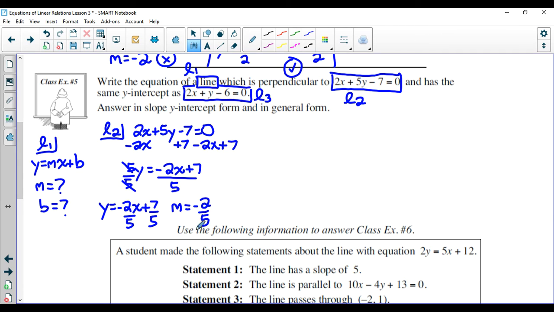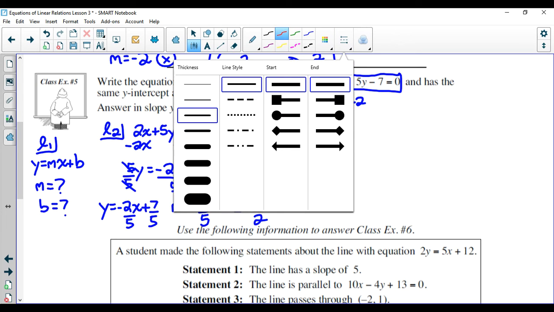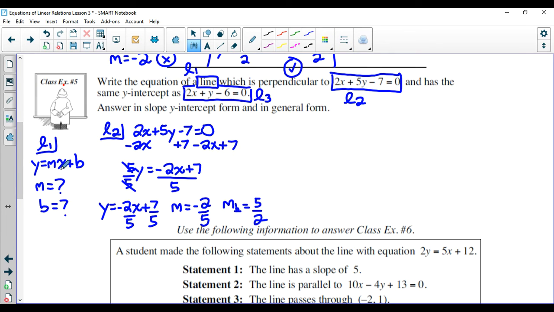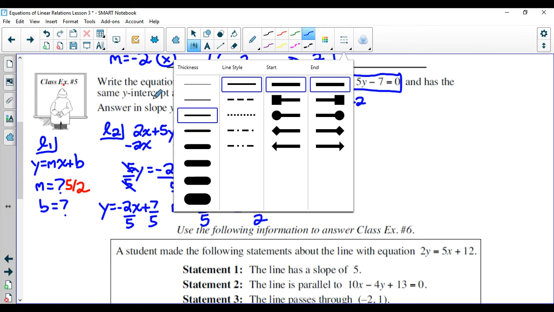But what it says is write the equation of a line L1 that is perpendicular to this line. So what we want to know is what is the perpendicular slope. So the perpendicular slope, m perpendicular, would just be the negative reciprocal. So the negative reciprocal would be, well, the negative of a negative turns into a positive, and then just flip the numerator and the denominator. So this would be 5 over 2. Therefore, now we know our first piece of information about line 1. We know that this slope is going to be 5 over 2.